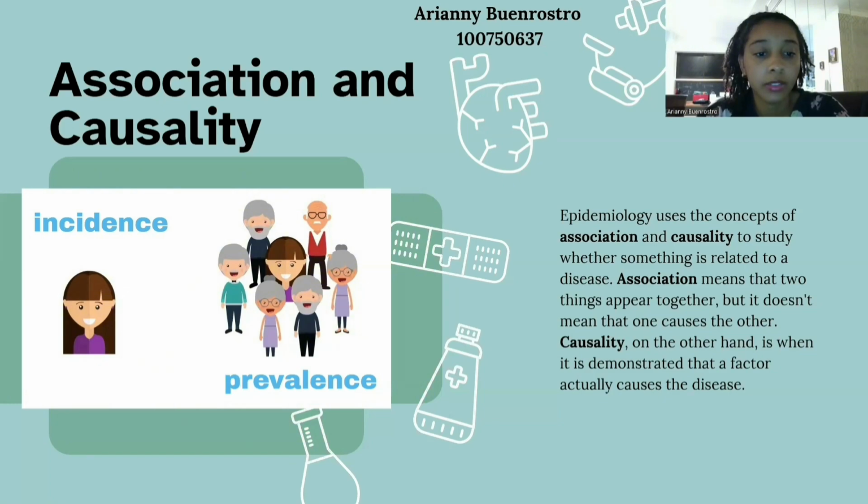Association and causality. Epidemiology uses the concepts of association and causality to study whether something is related to a disease. Association means that two things appear together, but it doesn't mean that one causes the other. Causality, on the other hand, is when it is demonstrated that a factor actually causes the disease.